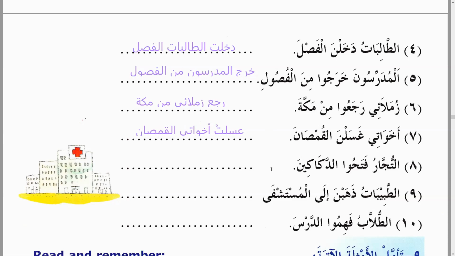At-tujaru fatahu ad-dakakina. Dakakin is plural of dukan, right? Shops. The traders opened the shops. So this will be fataha. Yes, singular. Fatahat tujaru ad-dakakina. We cannot use this plural.